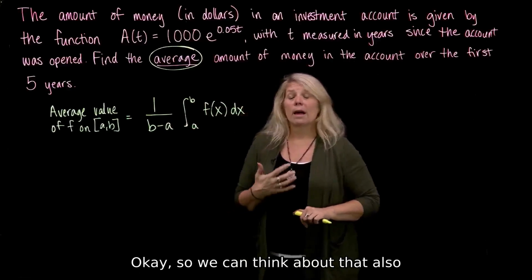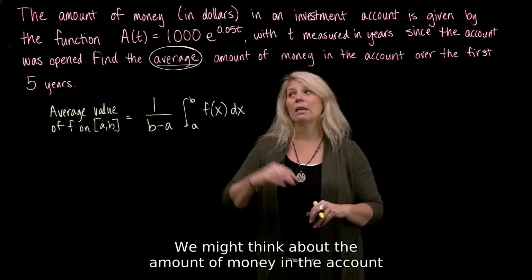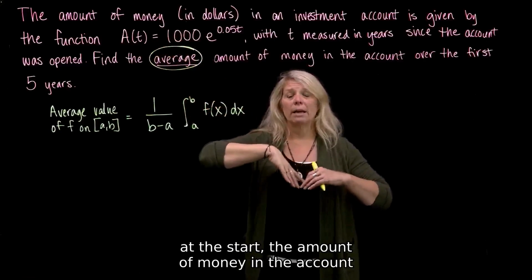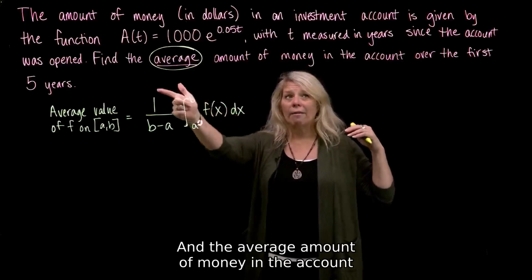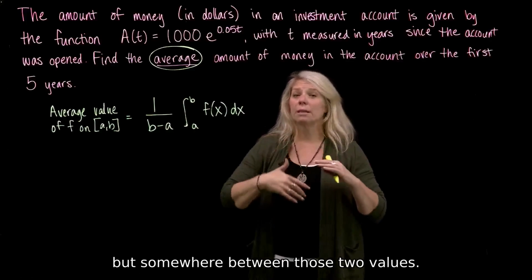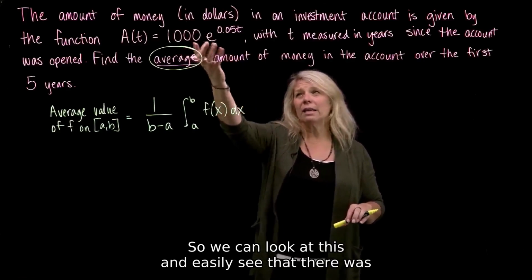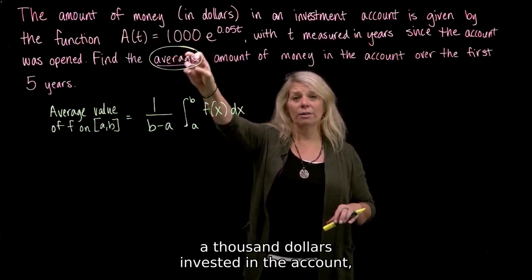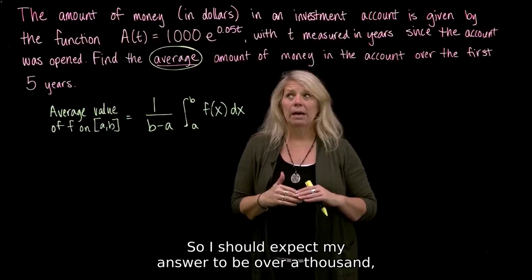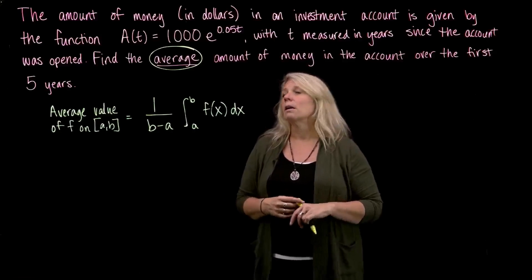Okay, so we can think about that. Also, just making sense of it, we might think about the amount of money in the account at the start, the amount of money in the account 5 years later, and the average amount of money in the account should be somewhere between those, not exactly halfway, but somewhere between those two values. We can easily see that there was $1,000 invested in the account, if you remember back to those formulas. So I should expect my answer to be over 1,000, but not a huge amount over 1,000.